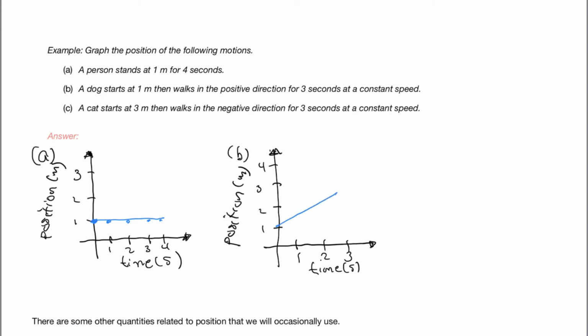Now, I didn't really say at what speed, I just said it increased at a constant speed. So if it was going much faster, it might look like this green line here. And if it was going slower, it might look like this red line here.